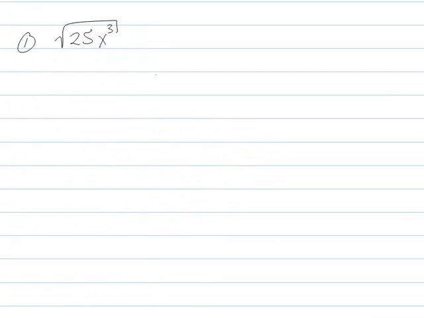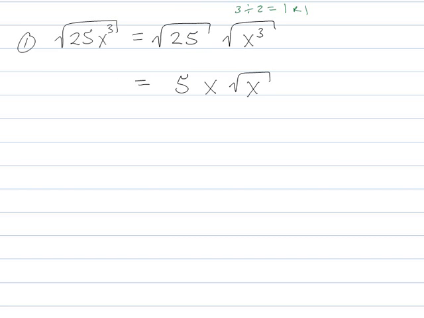Okay, so this is similar to the one we did in the example. I'm going to look at these and I'm going to say, okay, I'm just going to start by separating them out. Square root of 25, square root of x cubed. This actually isn't a big problem. It's pretty straightforward. Square root of 25 is 5. 3 divided by 2 is 1, remainder 1. So 1, remainder 1. That's it. Actually pretty quick. Okay. Next one.